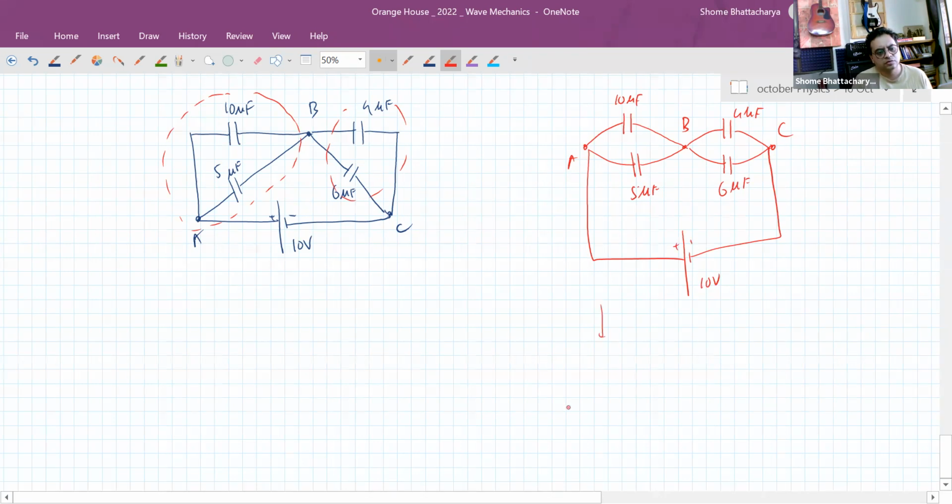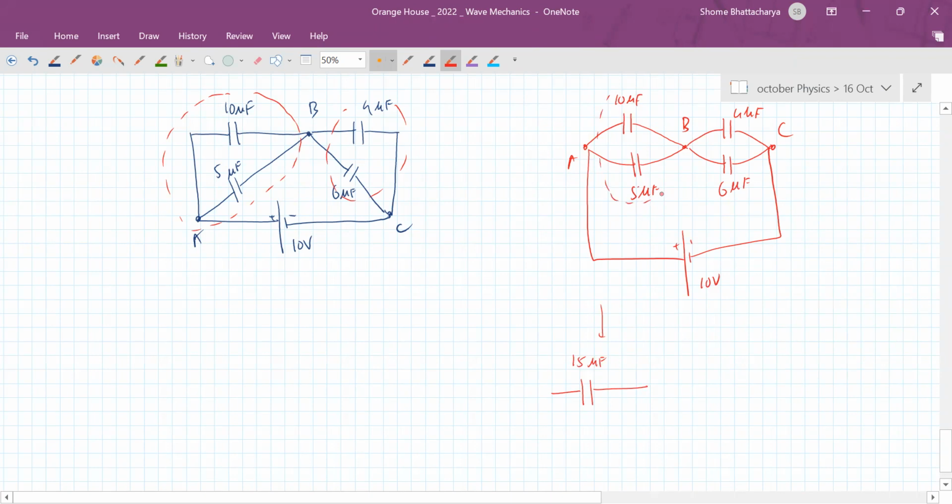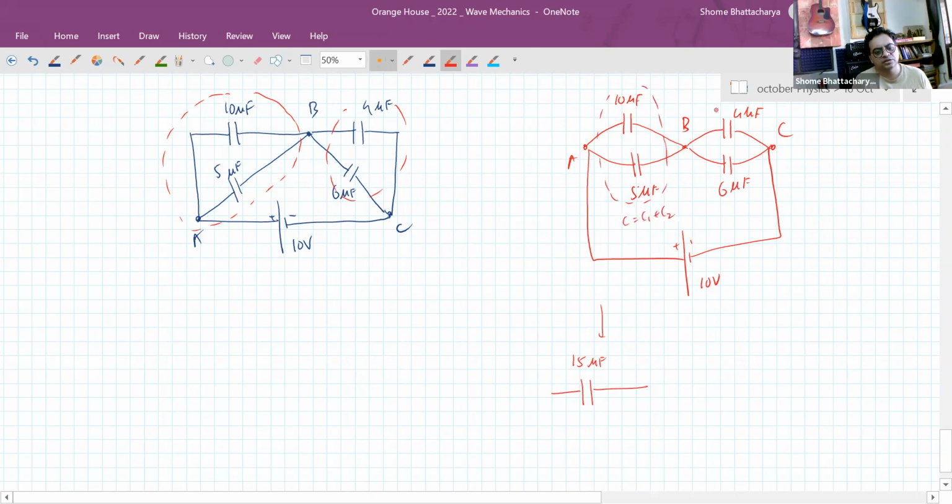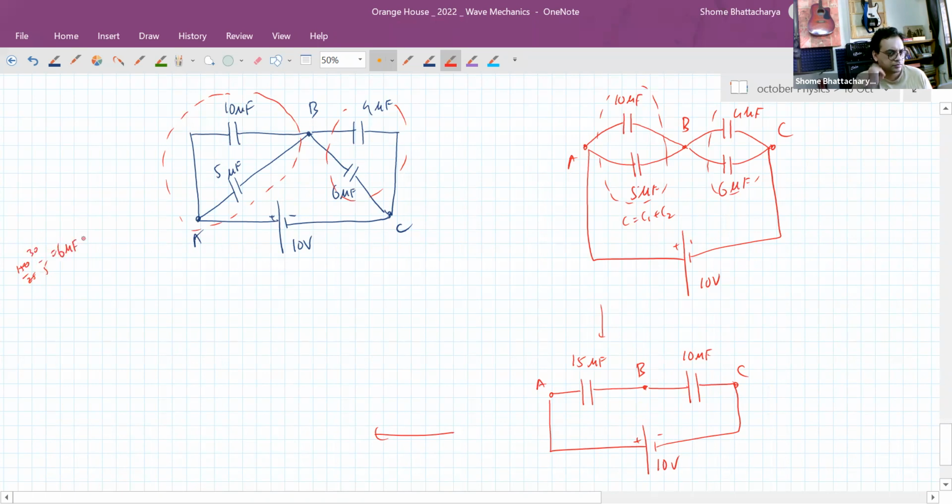This is equivalent to: between A and B, you have 10 and 5 in parallel. So how much is that? 15? Yes, sir. It's a parallel combination, so C is equal to C1 plus C2. This is also parallel. So between A and B it's equivalent to 15, and between B and C it is 10. So now you have a series combination of 15 and 10. Further, that is equivalent to how much? Series combination of 15 and 10 will give you 150 by 25, which is 6. Isn't it? Yes, sir. So this whole thing is equivalent to 6.